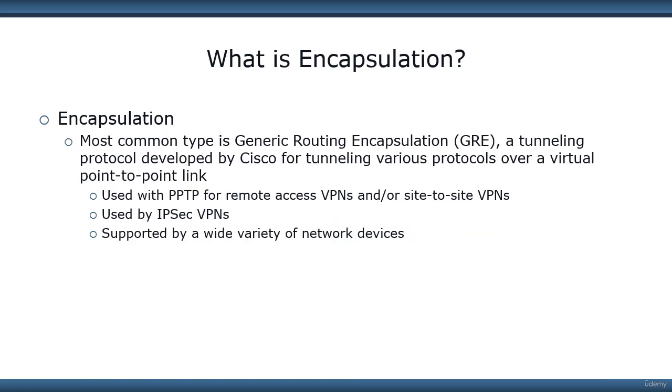Next, we have the concept of encapsulation. Most common type is generic routing encapsulation, GRE. This is a tunneling protocol that was developed by Cisco for tunneling various protocols over a VPN. It's used by point-to-point tunneling protocols for remote access VPNs and site-to-site VPNs. GRE is also used by IPsec VPNs, and it is supported by a wide variety of network devices.